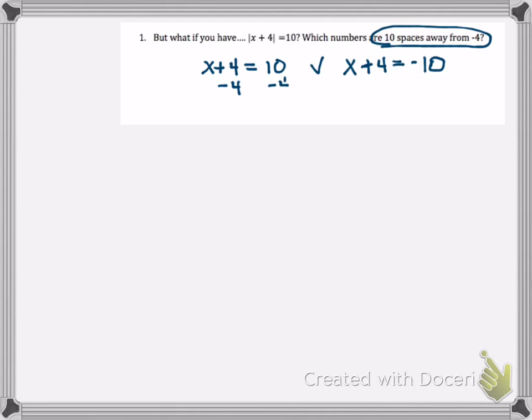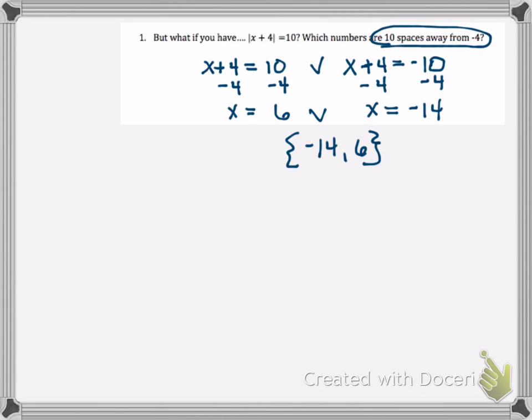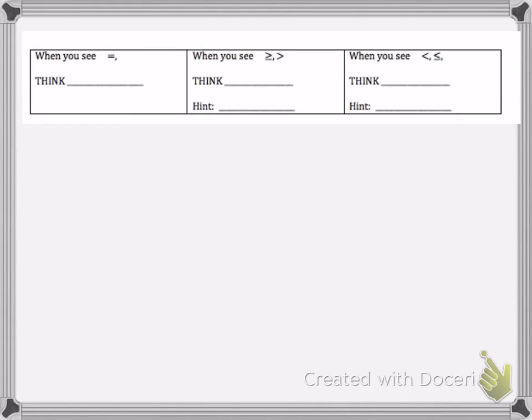We'll subtract 4 from both sides there on the first equation, and we get x is equal to 6. Or the numbers that would work would be x is equal to negative 14. So the values that would work in there are negative 14 and 6. So if we're thinking about what are 10 spaces away from negative 4, it would be negative 14 or 6. So we have those two solutions. So we have some possibilities to think about.